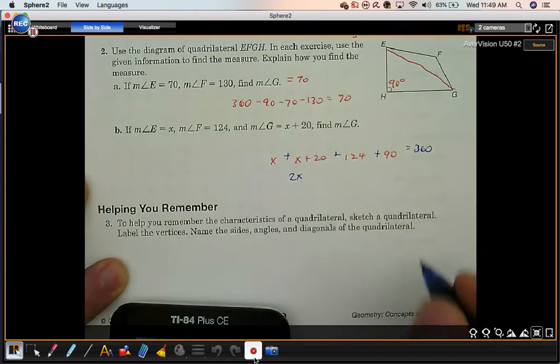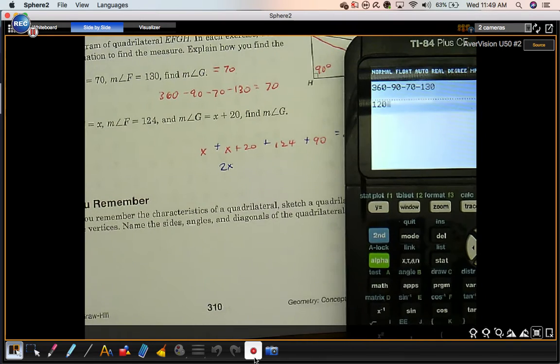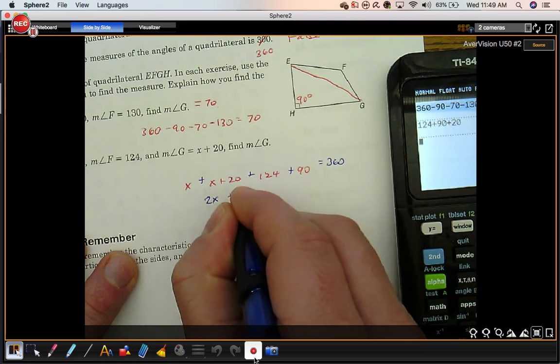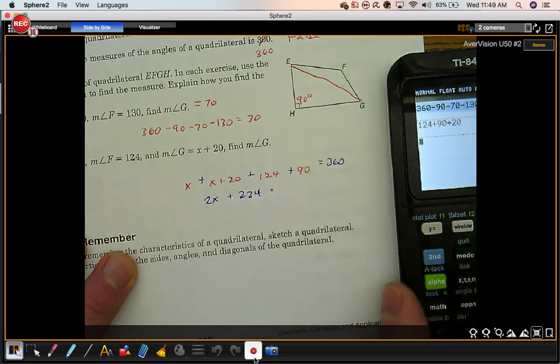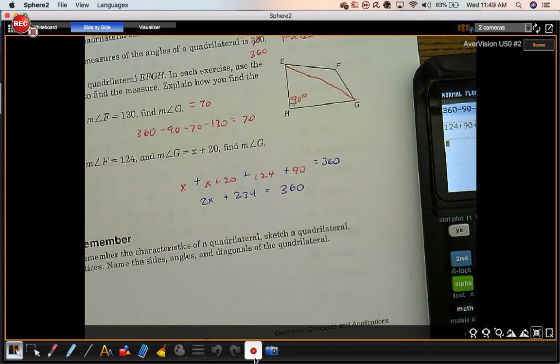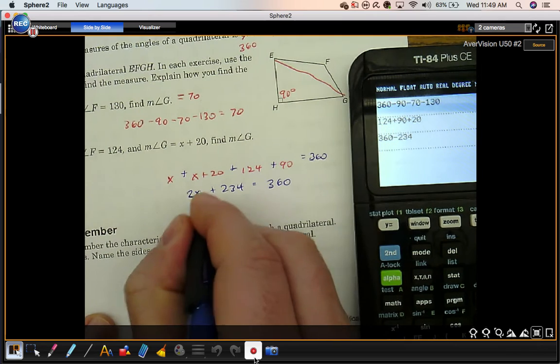We have 2x. We also have 124, 90, and 20. That gives us 234. We're going to subtract 234 from 360. We're going to get 126.